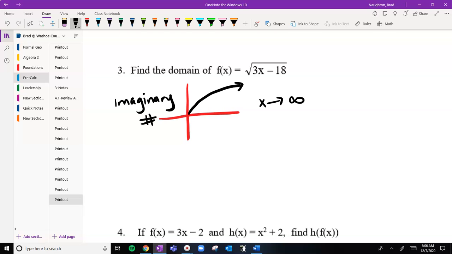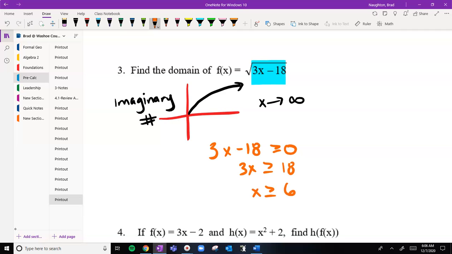So what we're going to say is we're going to translate this graph. So we're going to set this part equal to 0 and see where we're at. So 3x minus 18 basically has to be greater than or equal to 0, because anything less than that is going to make it an imaginary number. So 3x is greater than or equal to 18. So x is greater than or equal to 6.